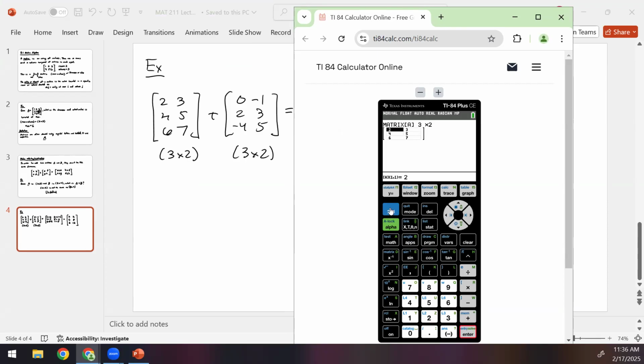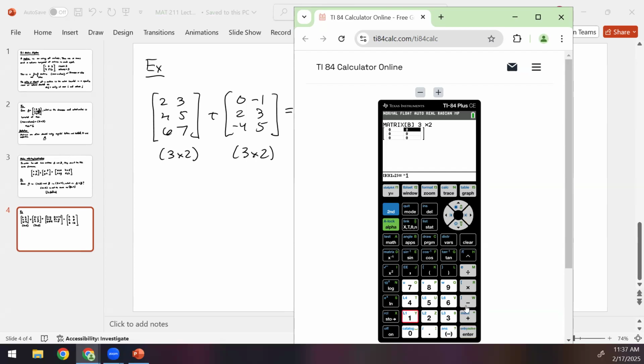And so then we want to do second quit, second matrix, and then we're going to edit our second one. So B. And again, 3, enter, 2. Now here's the interesting thing about this calculator. So you press 0, and you can't hit the right arrow key to move over. If you hit the right arrow key, it's not going to move over to the right. So you always have to press enter if you want to move to the right.